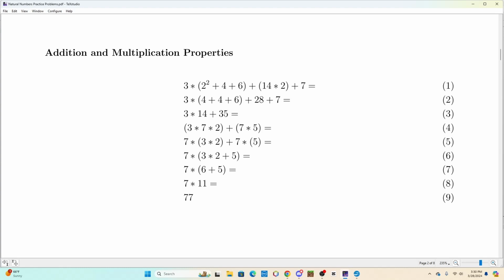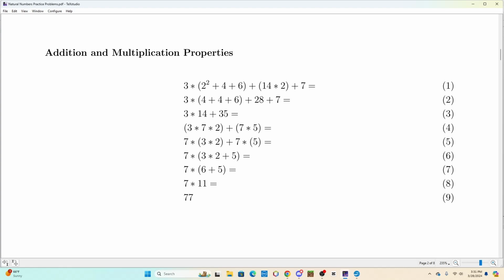One way to complete the problem is to compute 3 times 14 is equal to 42, and then add 35 to get 77. But rather than multiply and add big numbers, the approach here will be to factor 7 out of each chunk of mathematics. From line 3 to line 4 is factoring 14 into 7 times 2, and 35 into 7 times 5. Line 4 to line 5 is factoring 7 out of each chunk.